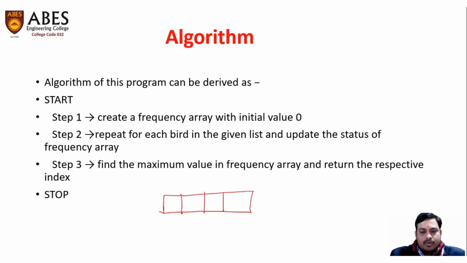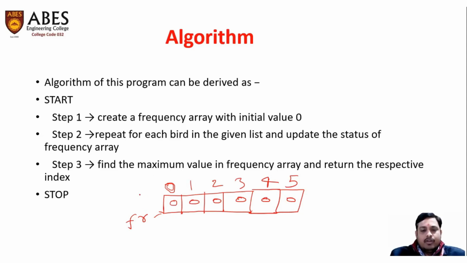Basically we have to create one more, because we are starting from 0. So 0, 1, 2, 3, 4 and 5. The index of the frequency array, which we call FR, represents the bird ID or bird type. Initially we will have 0, 0, 0 in these.